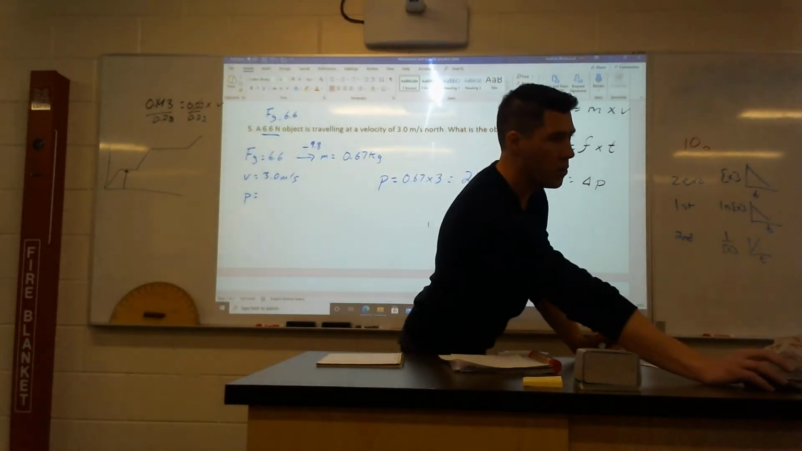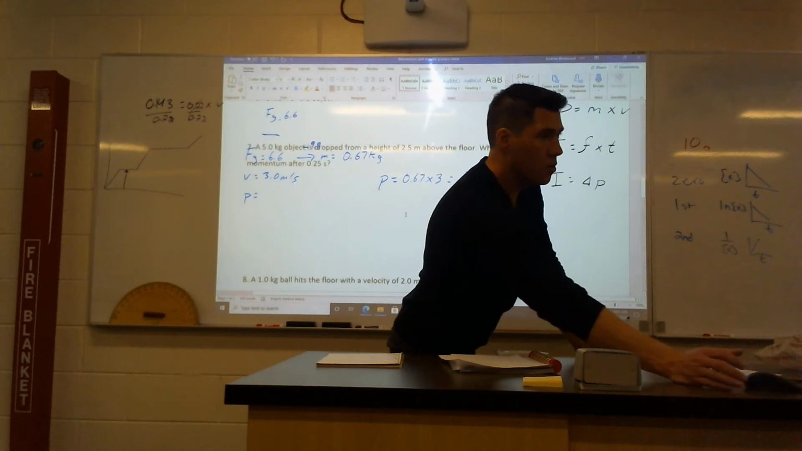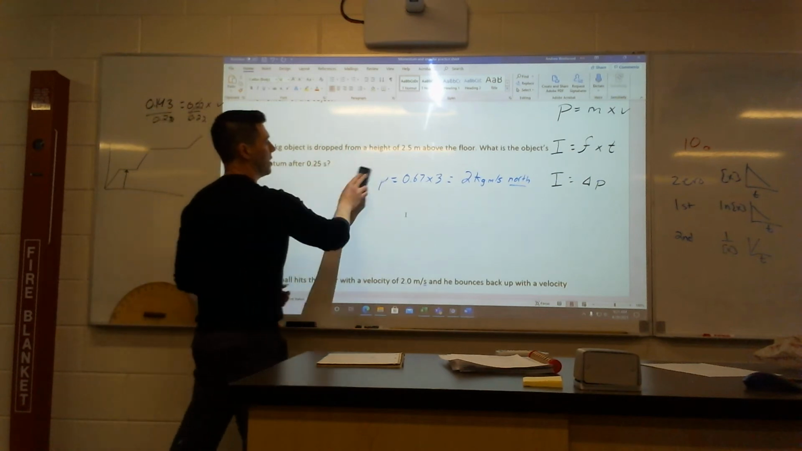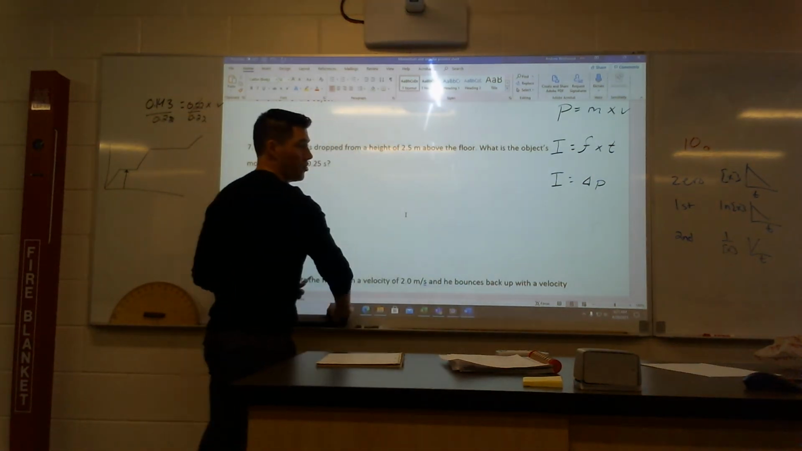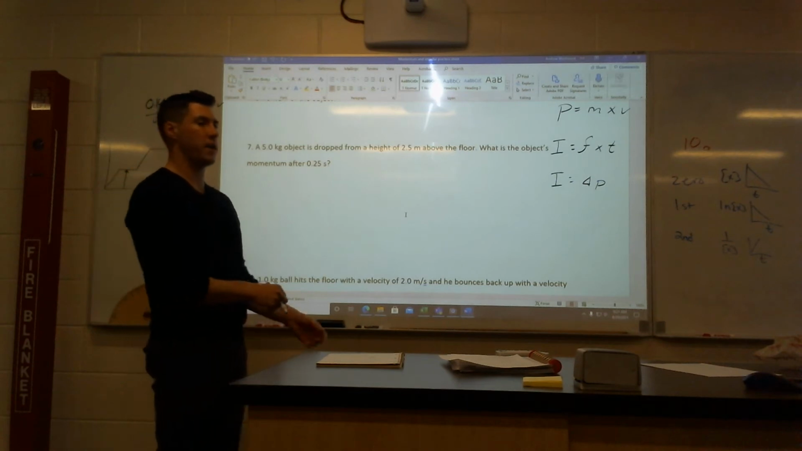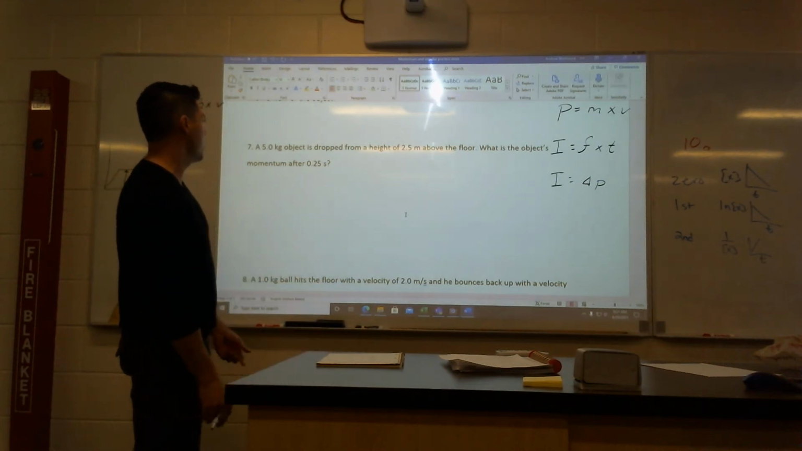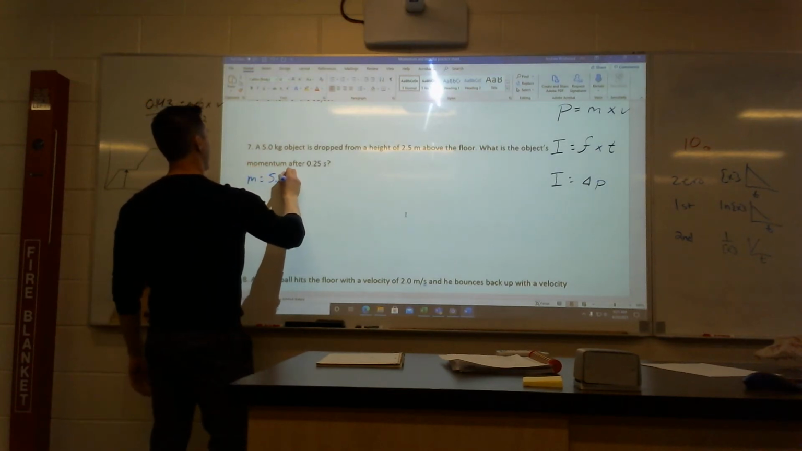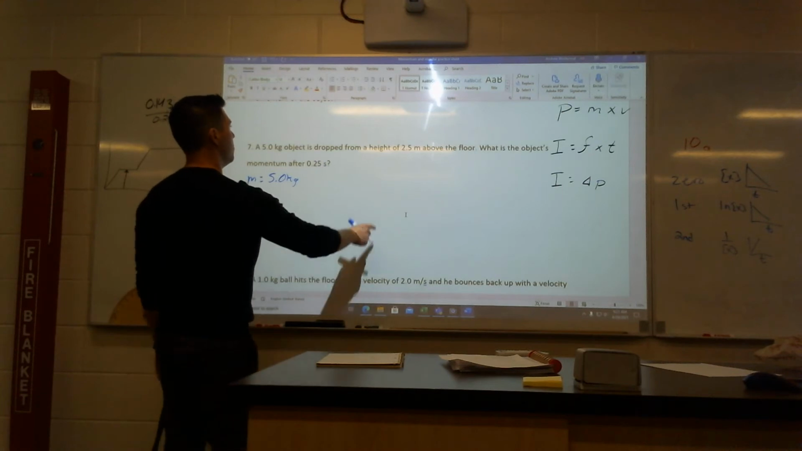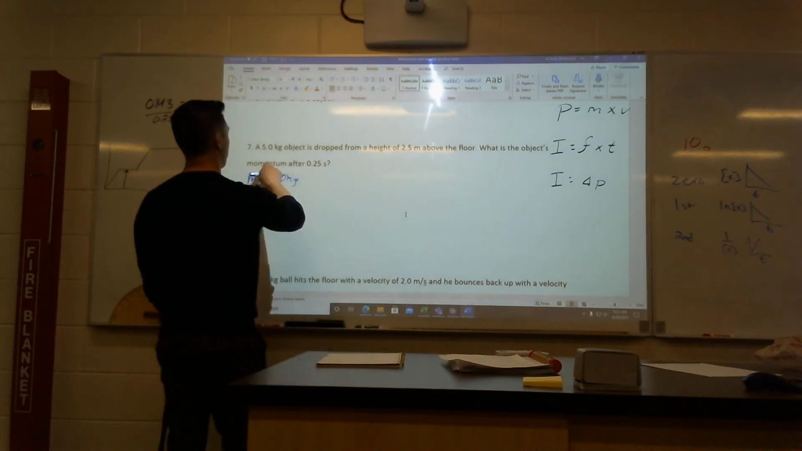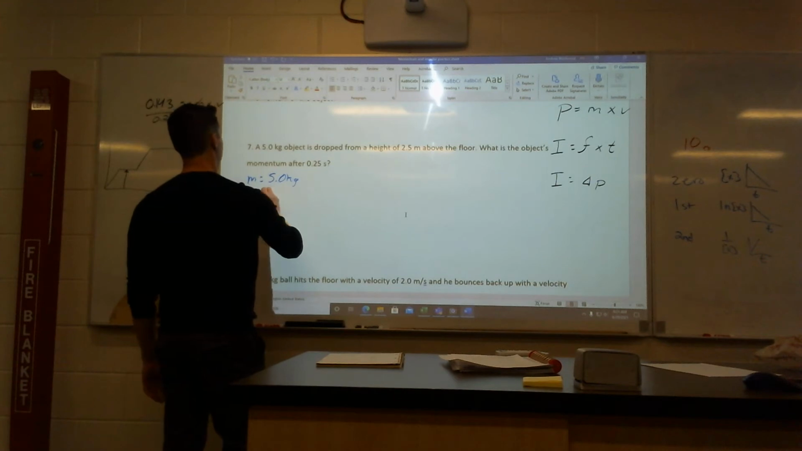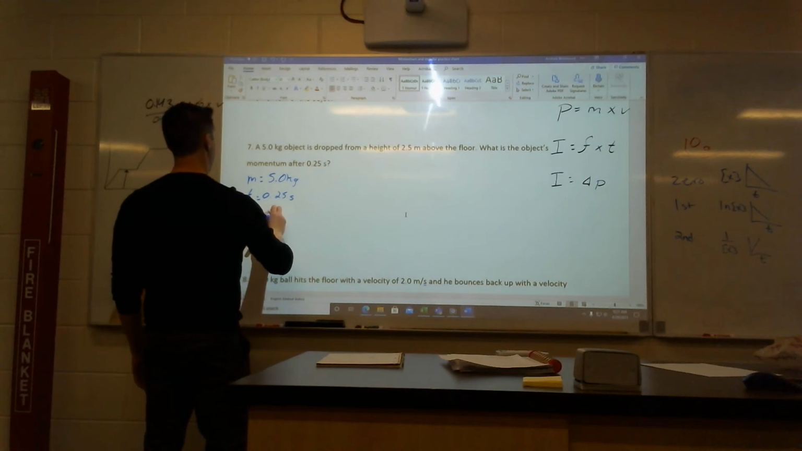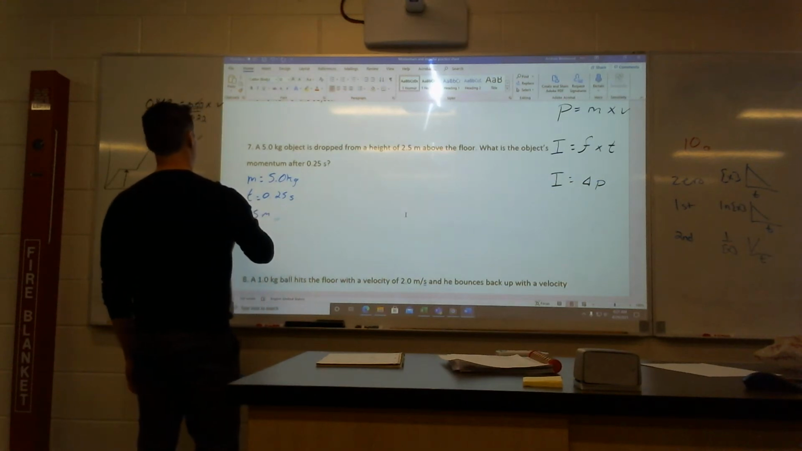All right, and question 7. We've talked about how dynamics and kinematics, and now even energy, are going to consistently keep weaving their way back into these questions, and this is one of those. It says a 5 kilogram mass is dropped from a height of 2.5 meters above the floor. What is the object's momentum after 0.25 seconds? So 0.025 seconds, and a height of 2.5 meters. Okay, well, that's our height.